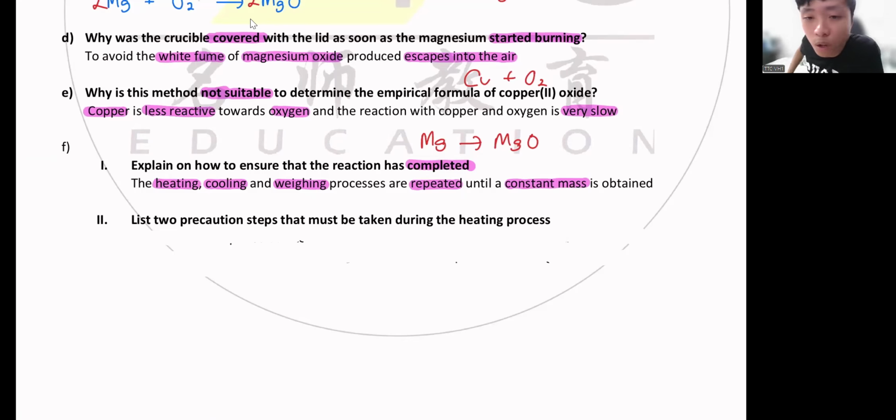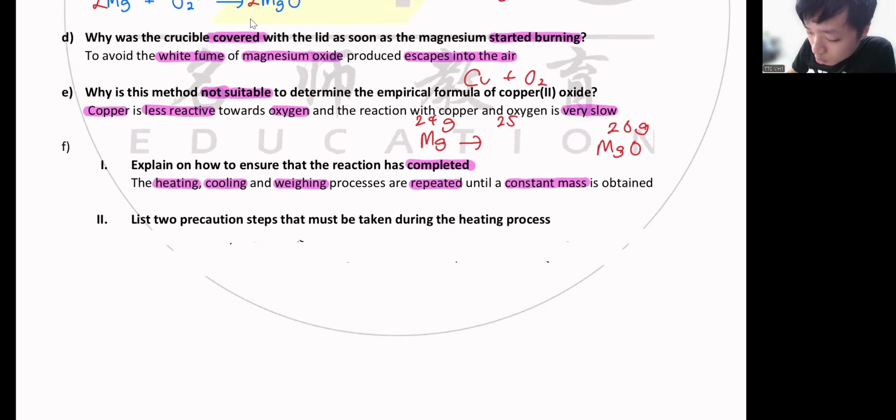Same with the CO I talked about just now. So the heating, cooling, weighing, you have to keep repeating. Let's say this is 24 gram of Mg. If you want it to become 26, you have to go through this process until you get the constant mass. So you repeat 2 to 3 times until you get the same mass, then you can stop. This is the meaning.